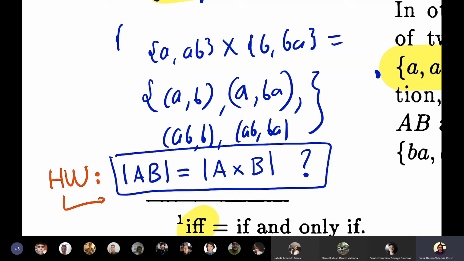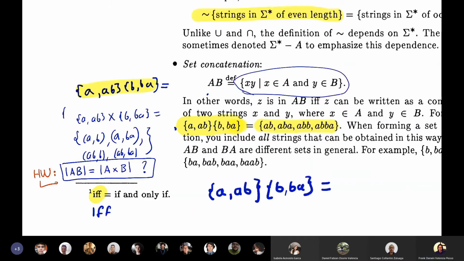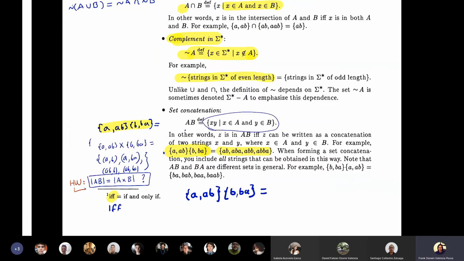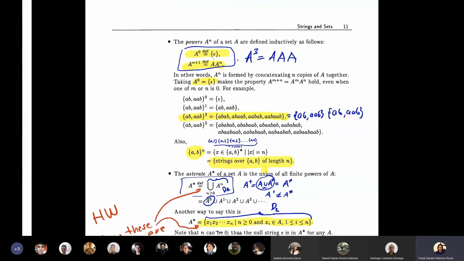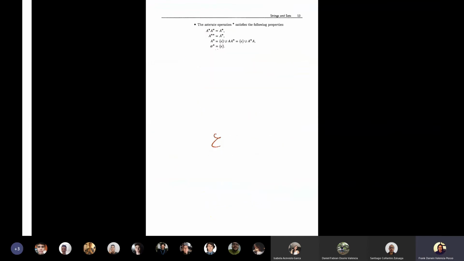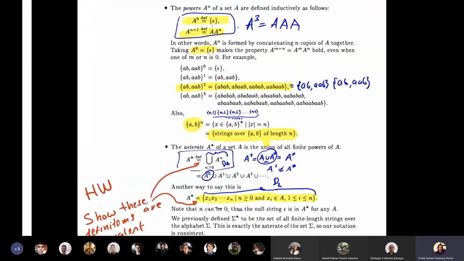Sorry, I had to disconnect because of the internet. So what was the question? The question is whether the cardinality, the number of elements, of A concatenated with B is the same as the cardinality of the Cartesian product between A and B. Okay, this is because somebody asked about the Cartesian product. Okay, I continue with this. Let me see how much time we have.